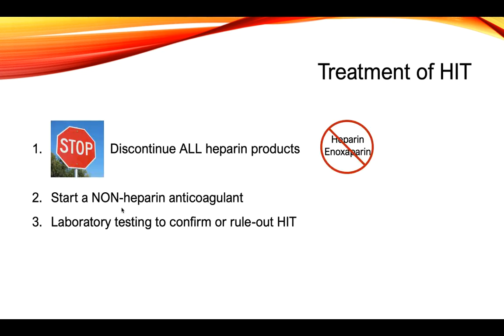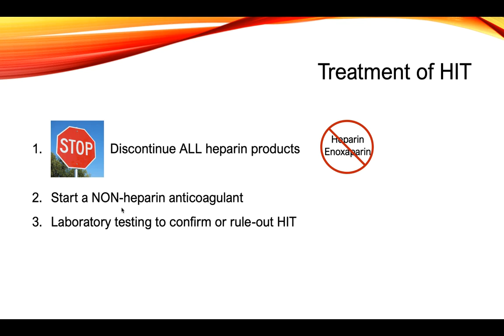So when we look at treatment, obviously stop all of our heparin products because that's what caused this in the first place. The pharmacist should also be responsible for marking heparin as an allergy to make sure that the patient does not inadvertently receive heparin products. Step 2 would be to start a non-heparin anticoagulant because again, even if the patient doesn't have a confirmed clot yet, with having HIT, they'll be at a much higher risk of developing a clot.